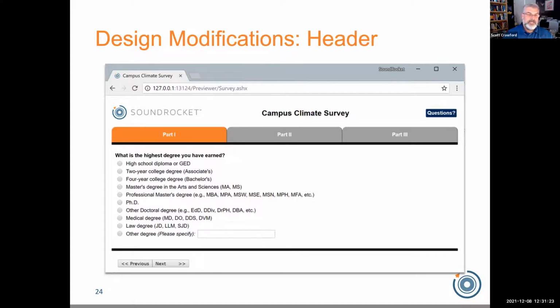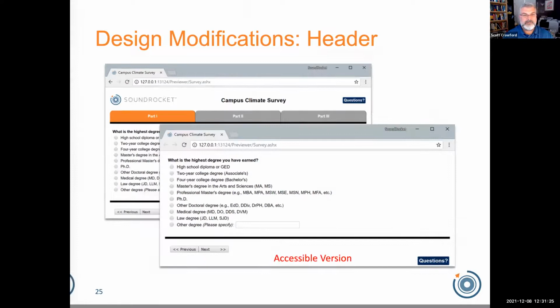So we did modifications to how we designed the survey, and we really just cleaned it up. At the very top, we would get straight to the question. So the very first thing that a screen reader would do is go to the question and read the question. The questions button was moved down to the bottom, kind of out of the way. There's another aspect to that I'll touch on in a moment, but this allowed for the minimal amount of content to have to be read at every page.